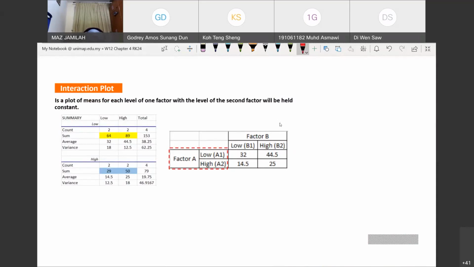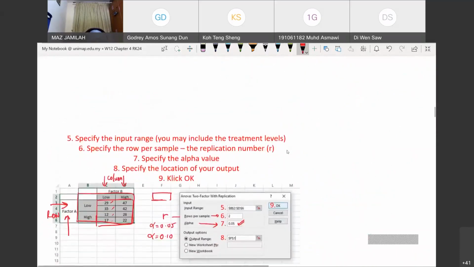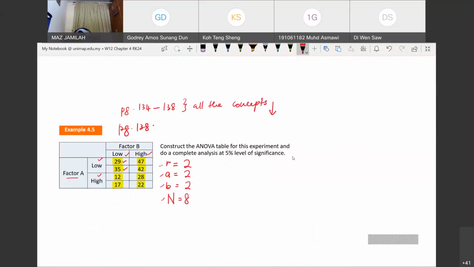One-way ANOVA only involves a simple concept, but for two-way ANOVA with application, it will involve the interaction. In this case, we are going to talk further about the interaction in terms of how we can find it based on the plot. Let's say you are given, go back to your data just now.